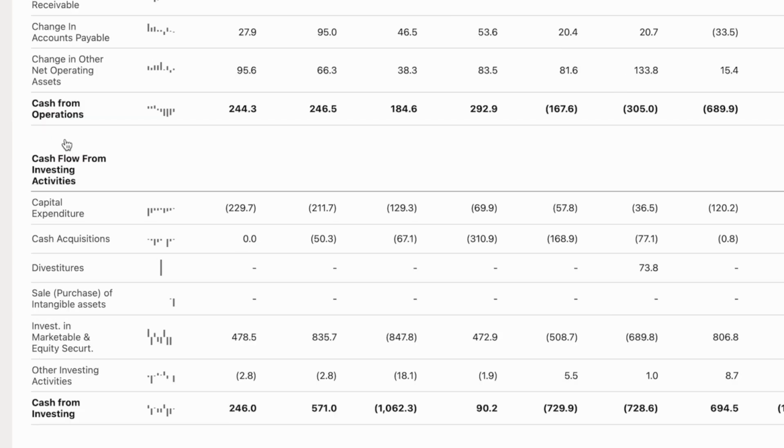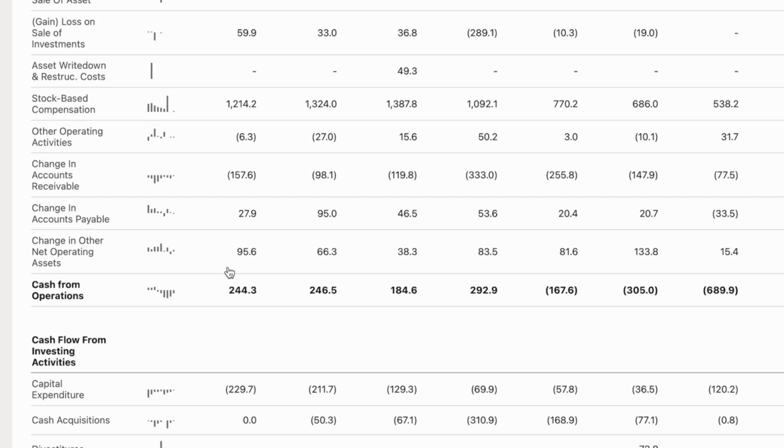So if we go to Snap and we go to their financials and we go to their cash flow tab, their cash from operations for the trailing 12 months was $244 million, which was pretty close to what it was at the end of December as well. But then if we look at their stock-based compensation, we see that it's $1.2 billion, which is like 5 or 6 times what their cash from operations is. So what does that actually mean?